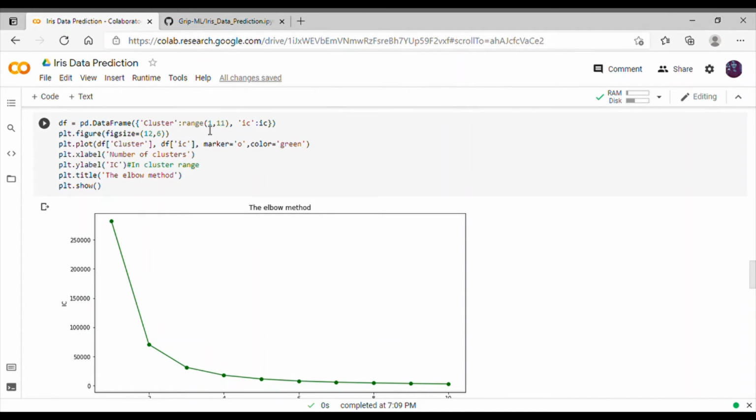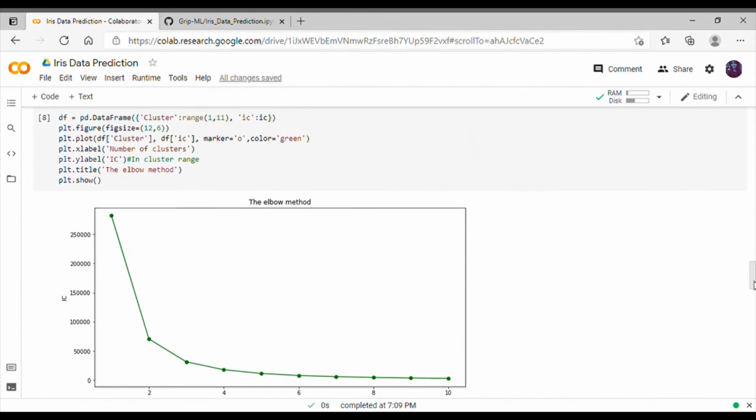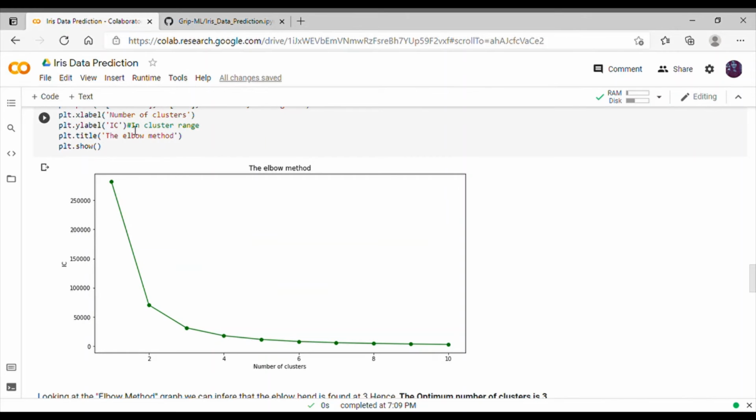We have taken the range of 1 to 11 and we are plotting the graph between the number of clusters and the WCSS. WCSS is the within-cluster sum of squares. According to the elbow method, we are looking for the elbow bend. In the elbow method, where the bend is formed, that point determines the optimum number of clusters. Here we can see that the elbow bend is formed at the point 3, so the optimum number of clusters is found to be 3.